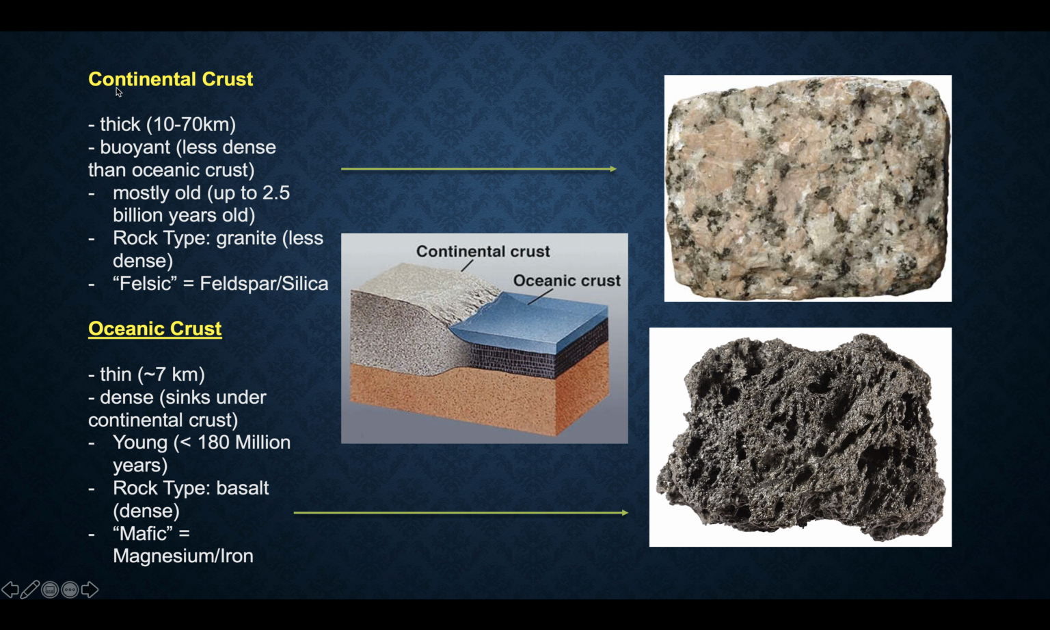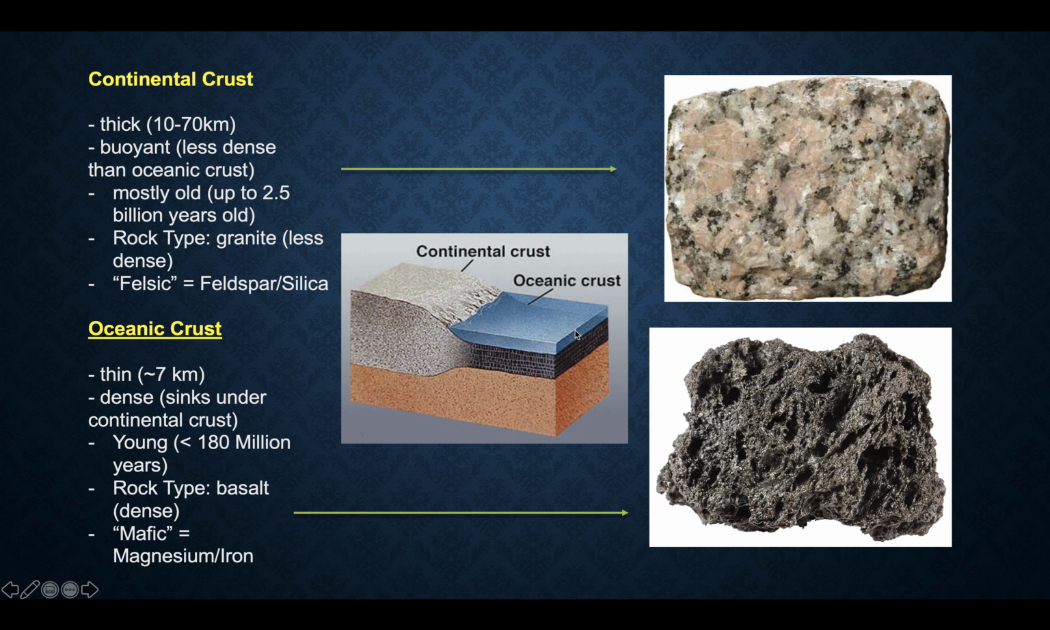So continental crust is much thicker, as you can see. It's buoyant. You cannot push it down into the mantle, it won't go. And it's much older than ocean crust. The oldest continental crust we have is up to 2.5 billion years old. And ocean crust, on the other hand, is much thinner. So you can see that here, and much denser. It's a lot younger because oceans are what are being constantly recycled here, right?